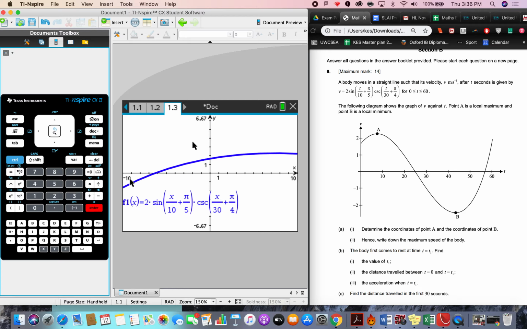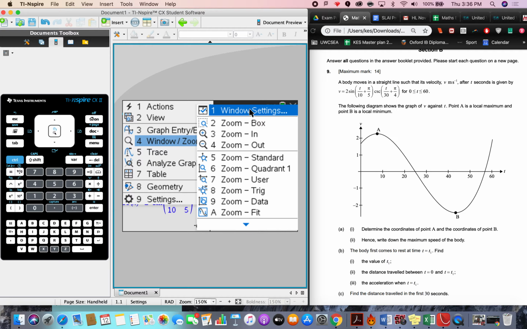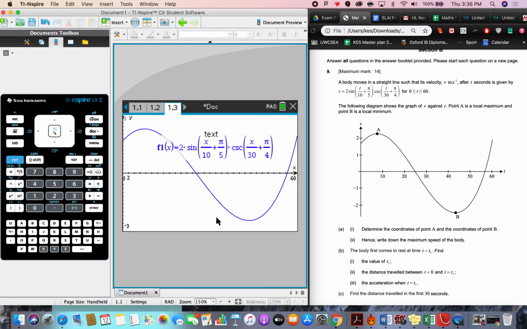Well, now look at the scale. So go menu, window settings. We are 0 to 60. Y min, what, -3 maybe? Y max, +3. See what that looks like. Okay, so look, it looks just like the picture on screen there. So we are clearly in radians, so that's great. Let's have a look then.